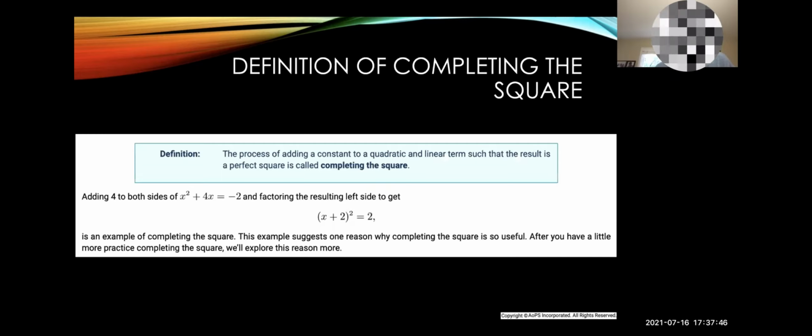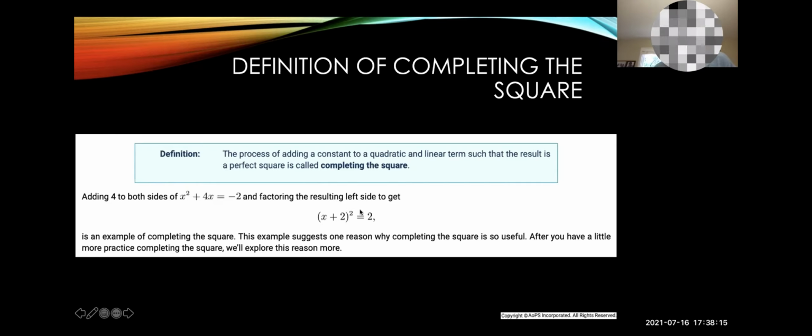So what you essentially did there was an idea called completing the square. When you have an equation like this, even if you bring the 2 over, it's really hard to factor. So what you're essentially trying to do is make this side into a perfect square. If you have x squared plus 4x, you have to think of a constant number you can add to this to make it a perfect square.